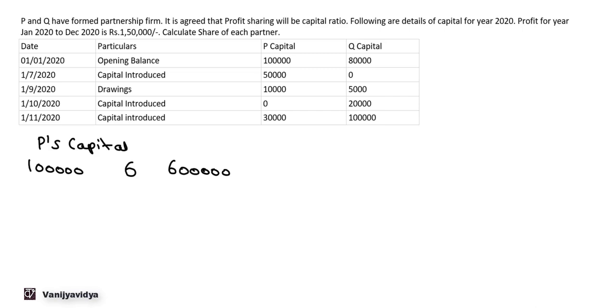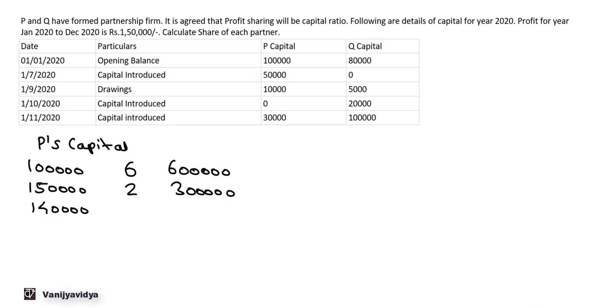Then on 1st July 2020, capital was introduced 50,000. So balance in the capital account becomes 1,50,000. Then on 1st September 2020, there was a drawings of 10,000. So from 1st July 2020 to 1st September 2020, the balance in the capital account was 1,50,000. So that is July and August, 2 months. So the weighted average will be 1,50,000 into 2 months, so that comes to 3 lakhs. Next, on 1st September 2020, the balance in the capital account became 1,40,000.